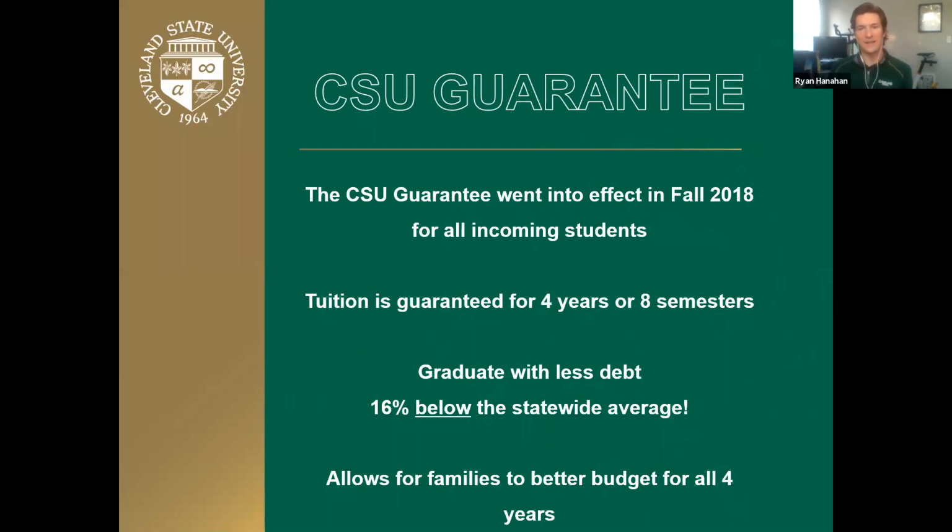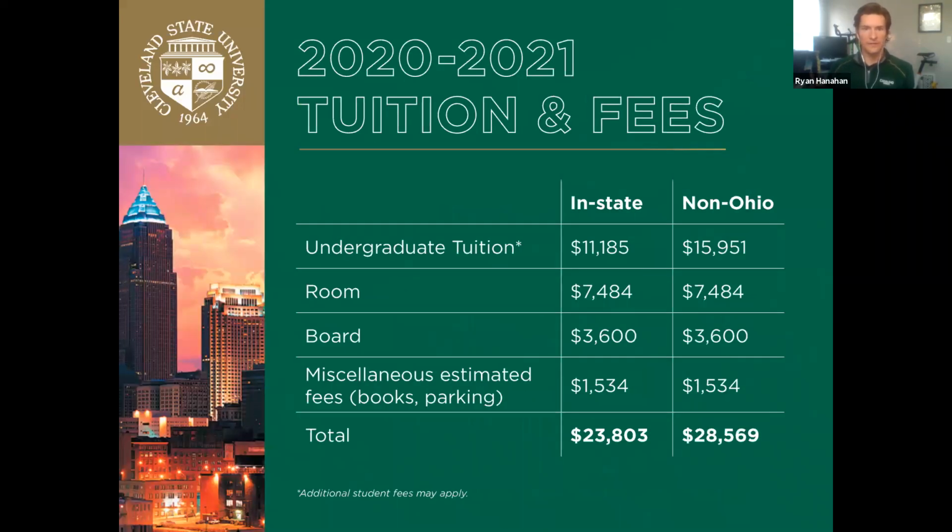To give you a little picture of the tuition and fee schedule for 2020 and 2021, for in-state students, our 1 full year of tuition is a little over $11,000, so a little over $5,500 per semester. For room, depending on if you're in Fenn Tower, if you're in a quad or a double, it's going to be a rough estimate around $7,000 or so.